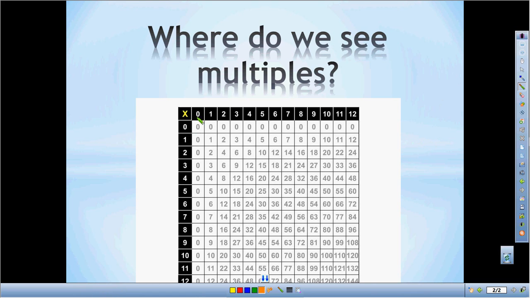Take for instance 0 multiples of 7. 0 multiples of 7 is 0. But the 4th multiple of 7 is 28. The 8th multiple of 7 is 56. And the 12th multiple of 7 is 84. So the multiplication table is just a handy way of keeping track of all of our multiples. And by memorizing these numbers, it makes life in math a lot easier.